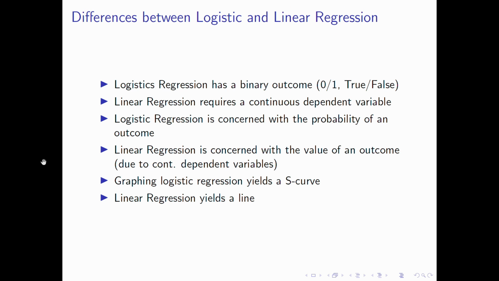So, to close out this introductory video for logistic regression, we're going to go over a few of the main differences between logistic and linear regression. Obviously, logistic regression differs from linear in that we're dealing with a binary outcome. Linear regression also requires a continuous dependent variable. Logistic regression is concerned with the probability of the outcome rather than the value of the outcome, as linear regression is. And graphing logistic regression tends to yield more of an S-like curve, while linear regression yields a line, hence the name.